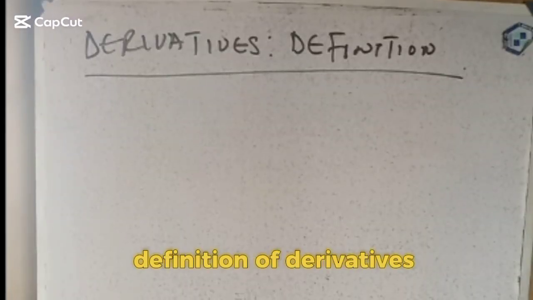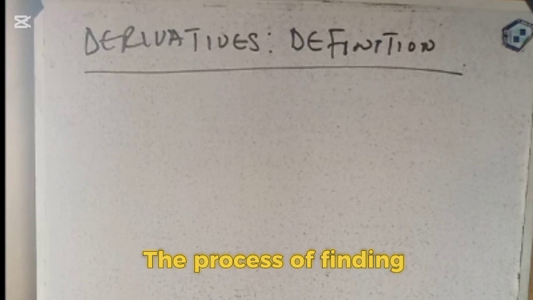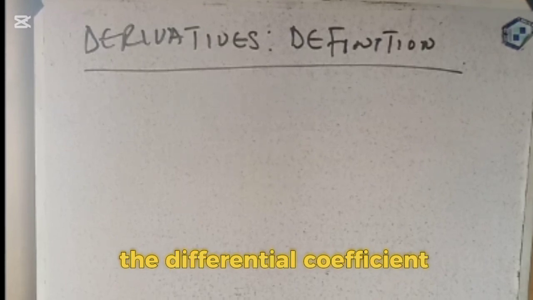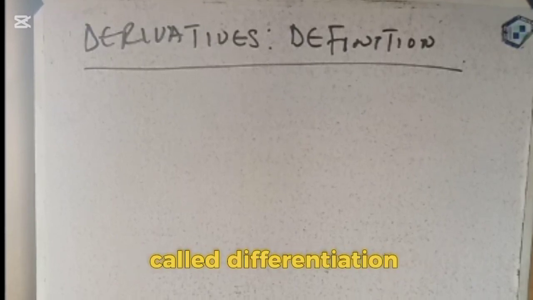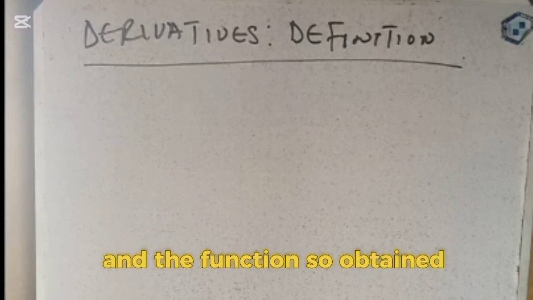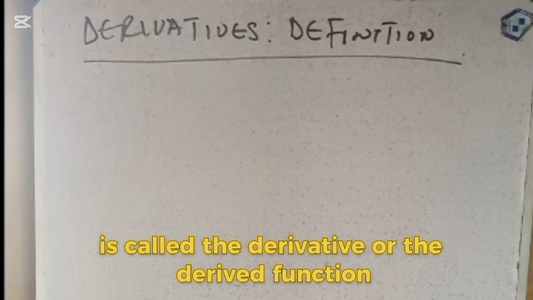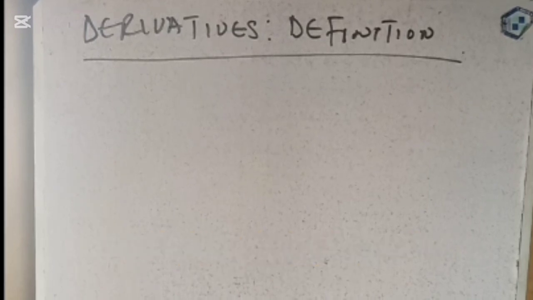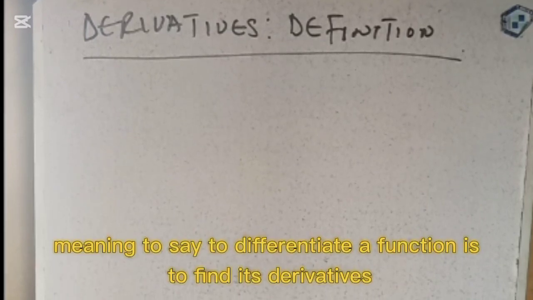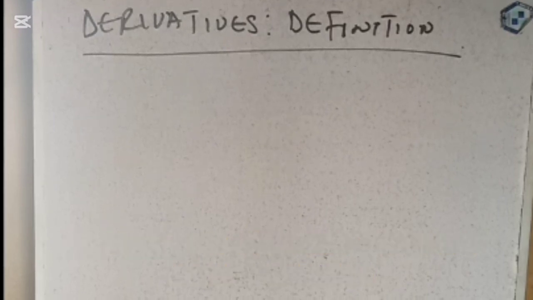Derivatives. The definition of derivative. The process of finding the differential coefficient of a function is called differentiation from first principles, and the function so obtained is called the derivative or the derived function. Meaning to say, to differentiate a function is to find its derivative.